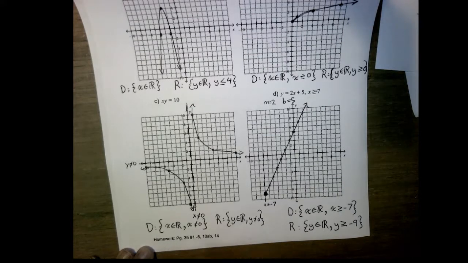Okay, so your homework for this lesson is on page 35 in your textbook, numbers 1 to 5, 10AB, and number 14.